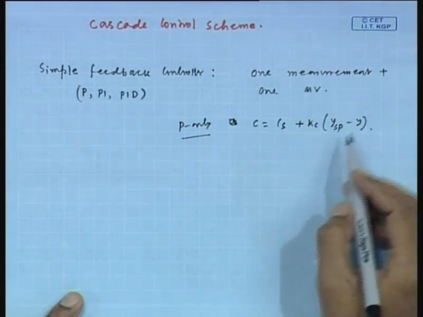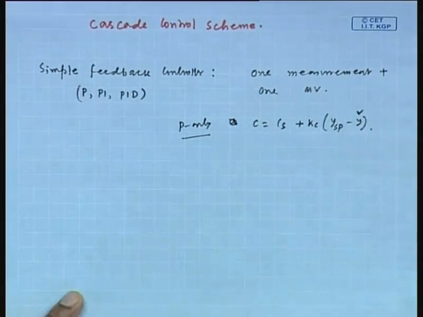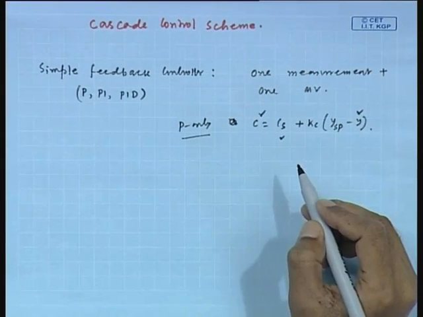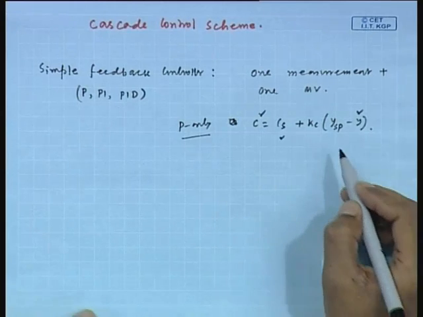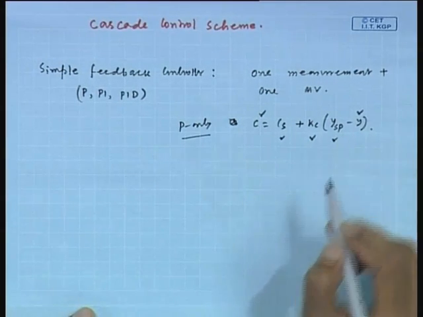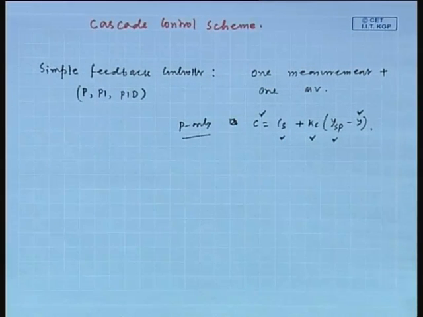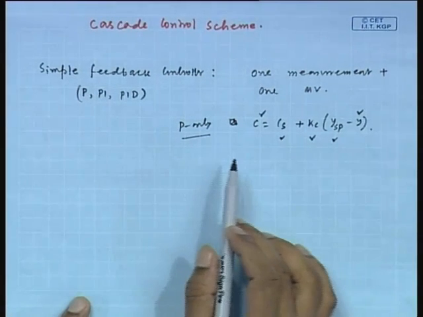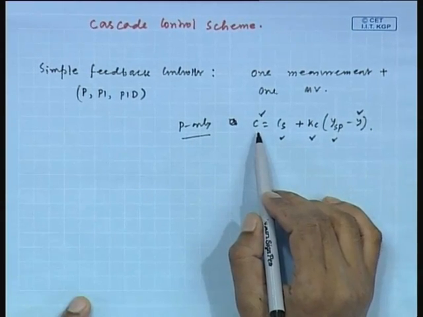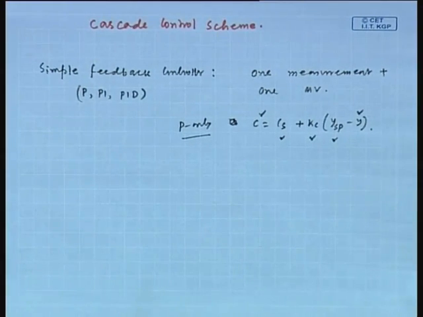You see, in this equation the measurement y and manipulated variable C are involved, because Cs is the bias signal, which is basically constant, and Kc is the tuning parameter, specified by the control engineer. So, in the simple feedback controller, one measurement and one manipulated variable are involved in a single loop.